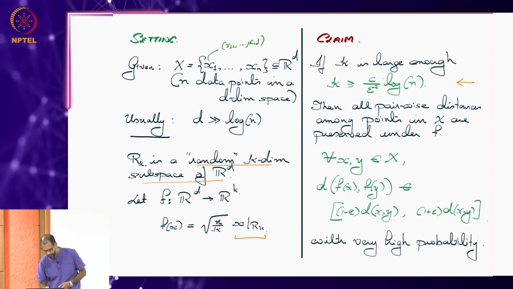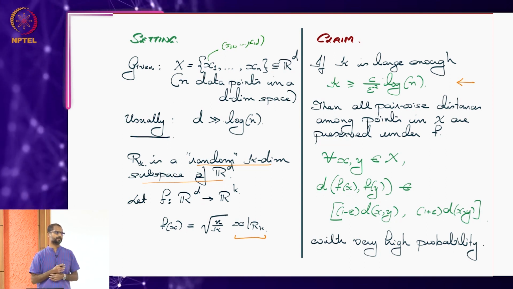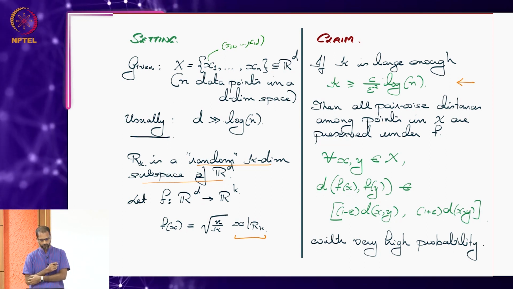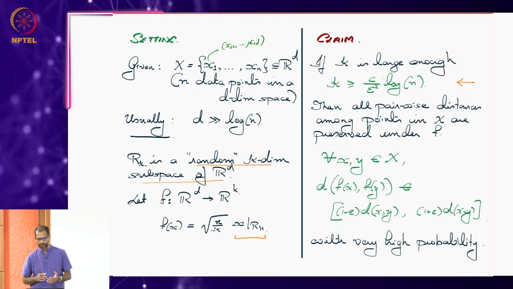Don't bother about this root of n by k. You have to really scale it so that something good happens. So this is the operation that you do. This is the random projection operation that you do.